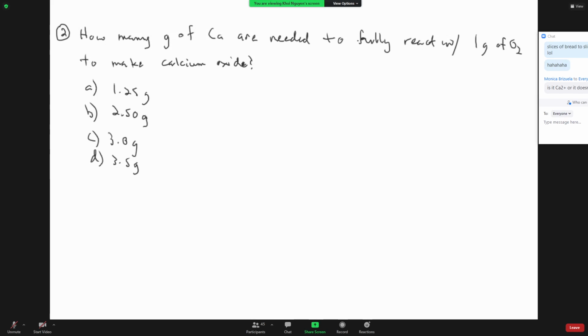We'll leave it at calcium 2+ to make it easier. But if you think about it, this is definitely what we call a redox reaction, Monica. Calcium is losing those 2 electrons to oxygen, hence how oxygen becomes a -2, because initially oxygen has a 0 oxidation state in O2.